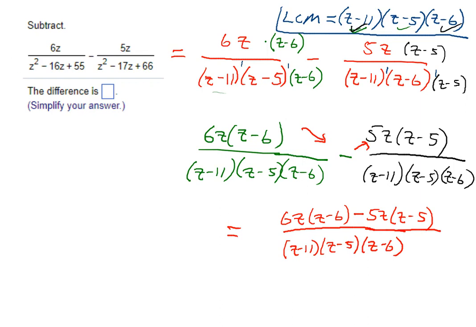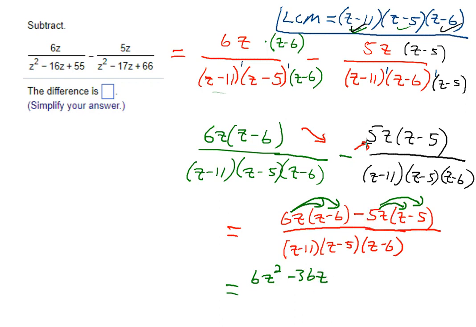But you can't leave your answer like this. We can simplify this by distributing the 6z and the 5z, and then combining like terms, and then checking to see if we can reduce it by factoring. So what we're going to get on top is 6z squared minus 36z when we distribute. Now, here's the thing you've got to be careful about.